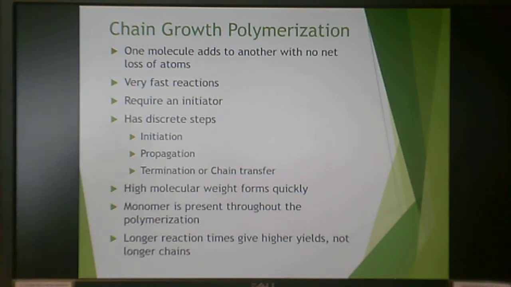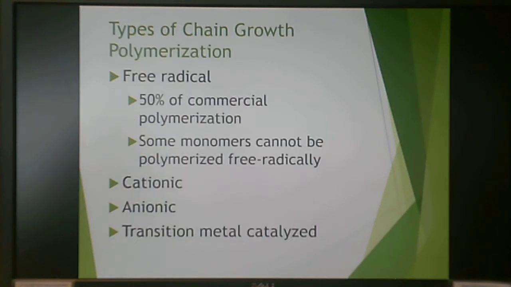You get very high molecular weight very quickly. So in this reaction, you have high molecular weight polymer and monomer, and nothing else. Monomer is present throughout because you need monomer to add to the end of the chain. And we have a longer reaction time. You get higher yields. In other words, more polymer chains, just not longer chains.